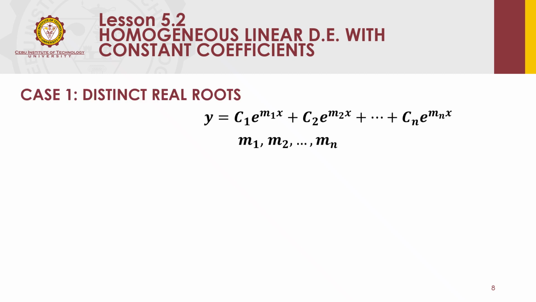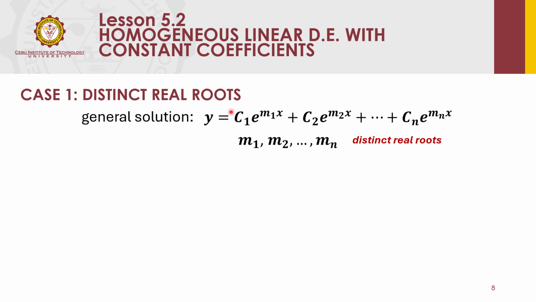So there are four cases. We are dividing the types into four cases, depending on the nature of the roots of the auxiliary equation. If the roots of the auxiliary equation are distinct, so no repetition of roots, then the general solution to the DE is this one. These m values are the distinct real roots.